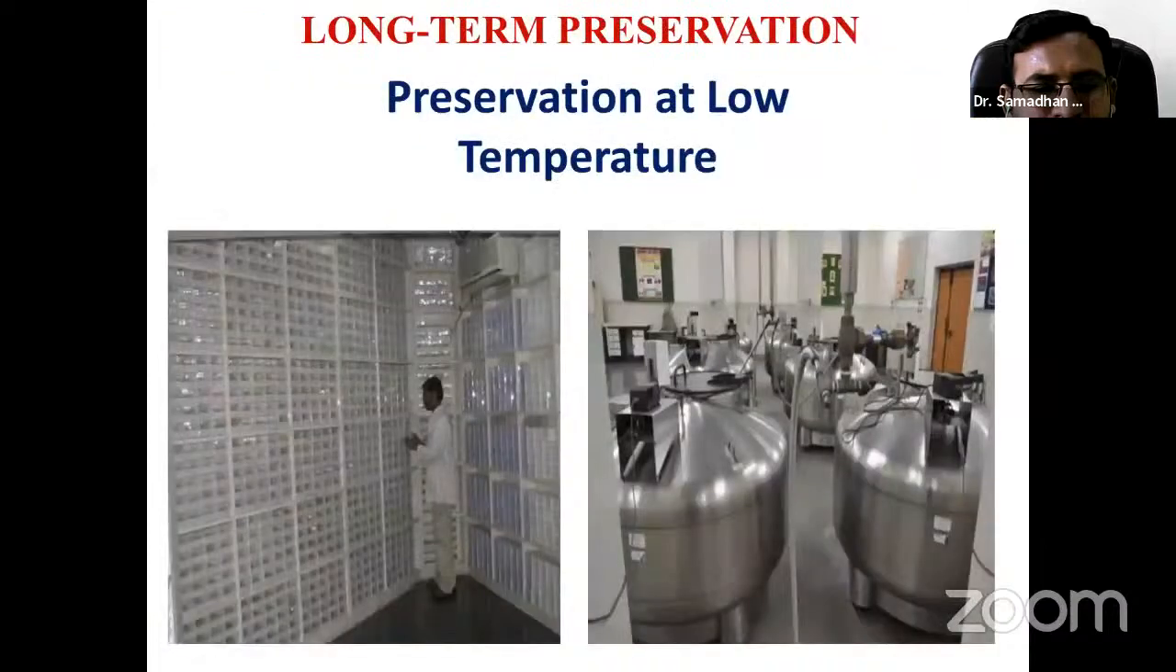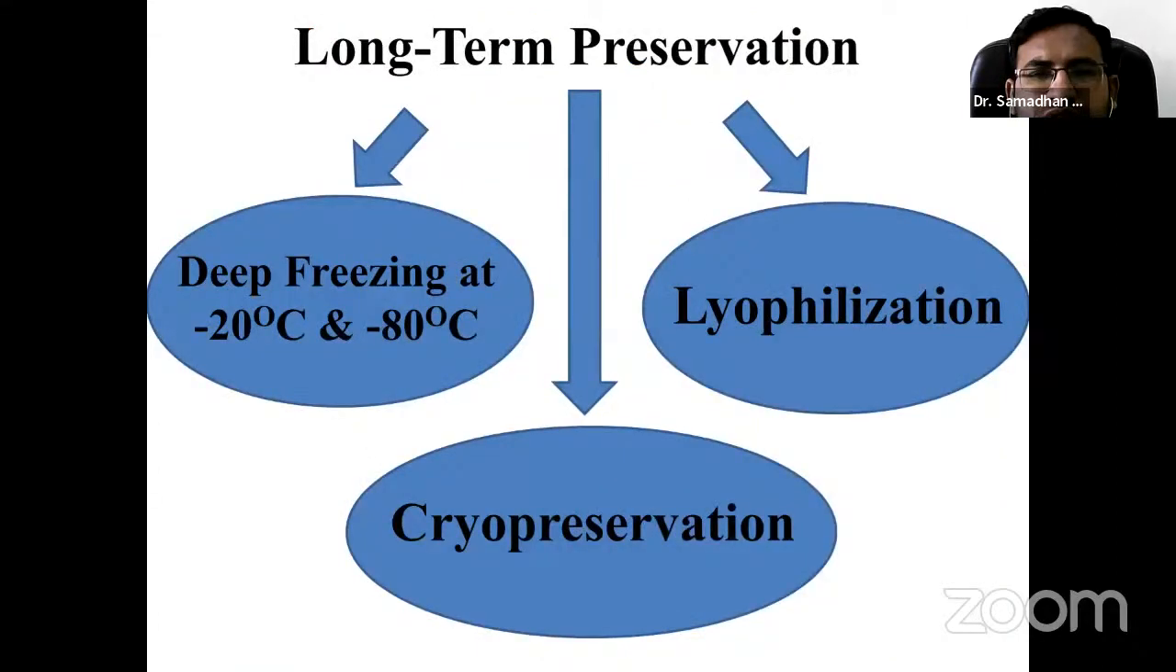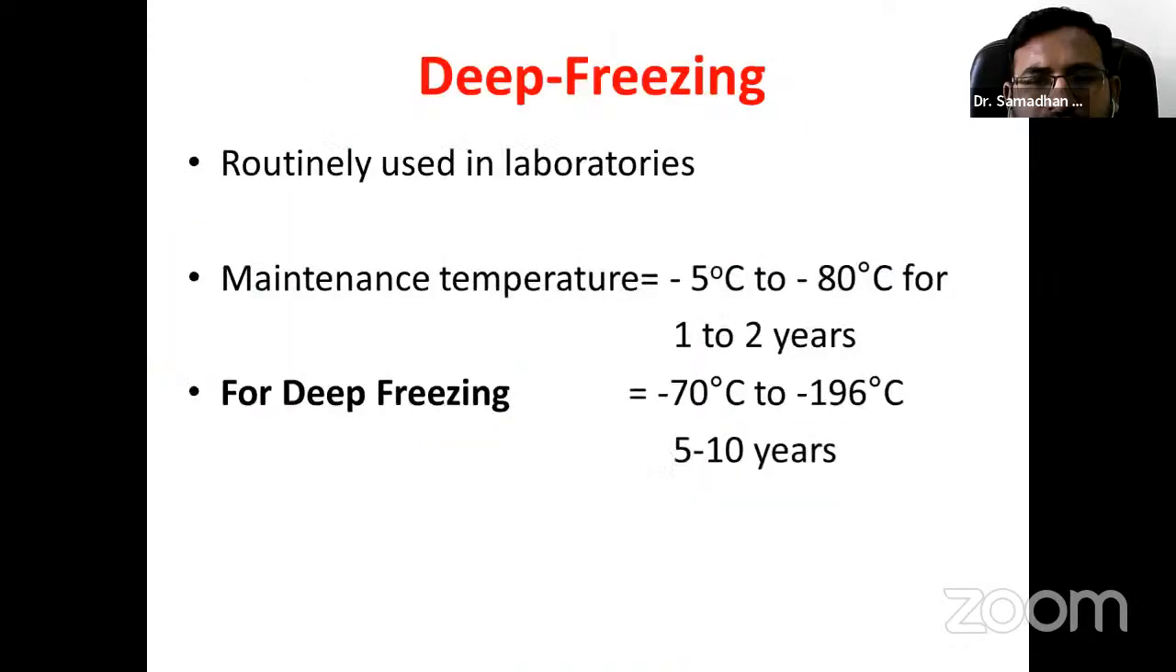In long-term preservation, there is preservation at low temperature, that is minus 196, minus 80 degrees Celsius. So these long-term preservations can be deep freezing at minus 20 degrees Celsius and minus 80 degrees Celsius. Then lyophilization, that is also called freeze drying. Then cryopreservation, storage at minus 196 degrees Celsius temperature.